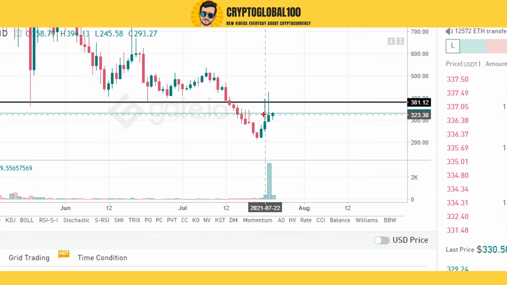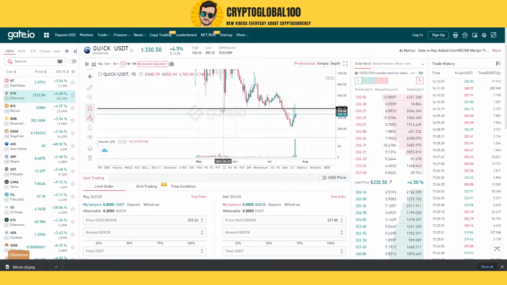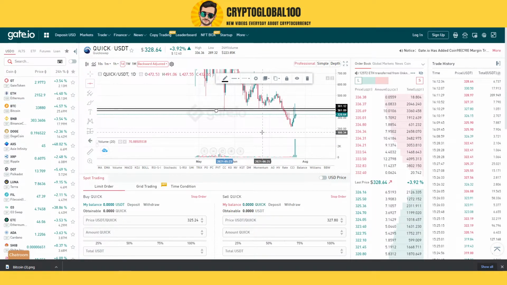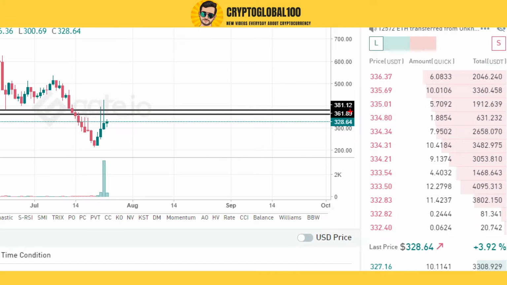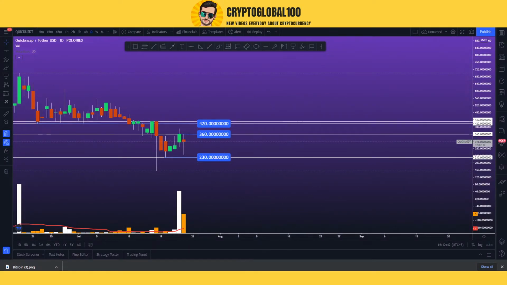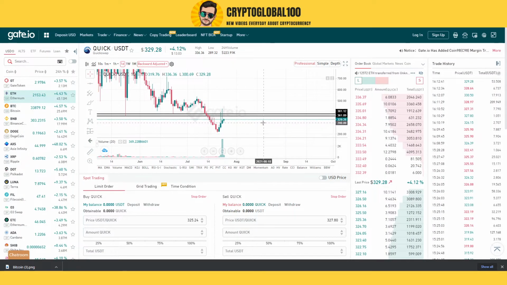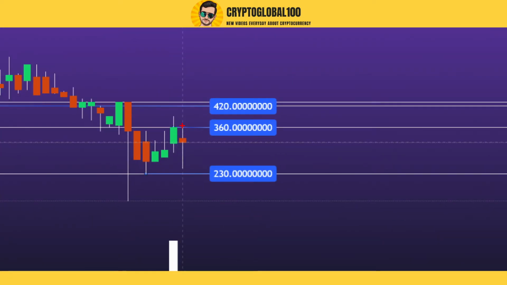If we take a look at Gate.io, we have this area as a support level, as the resistance level, 381. Let me mark out another one as well, this one here. Now I think this is the area, the second point here, 361. Now it coincides with this one, 360. So 360 is the support area, as well as the resistance area. We need to break above 360 for the price action to move in the upward direction, or at least to 420.